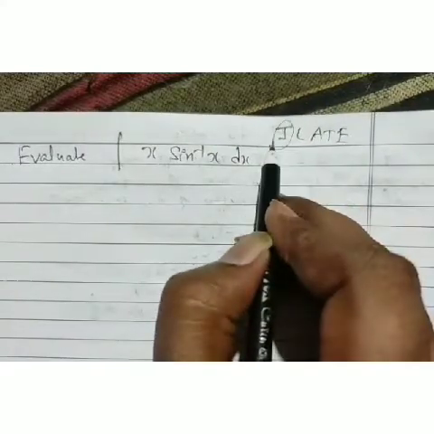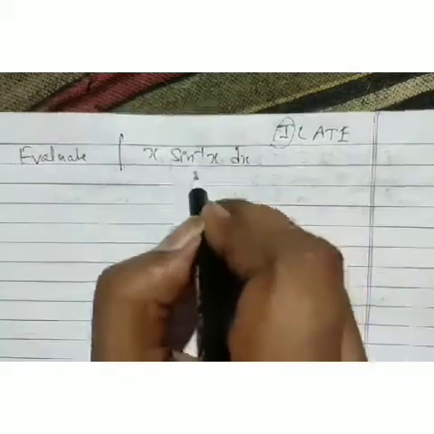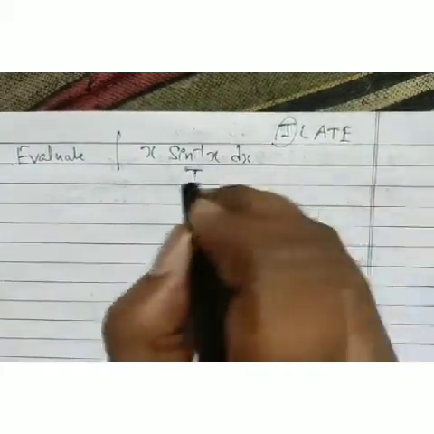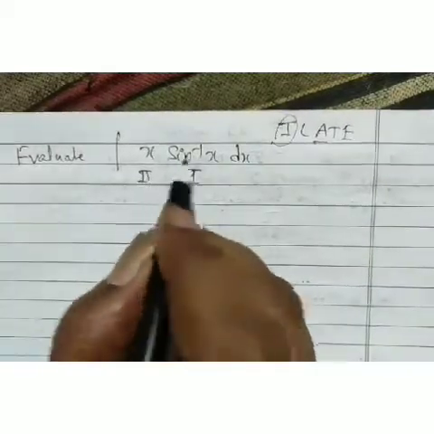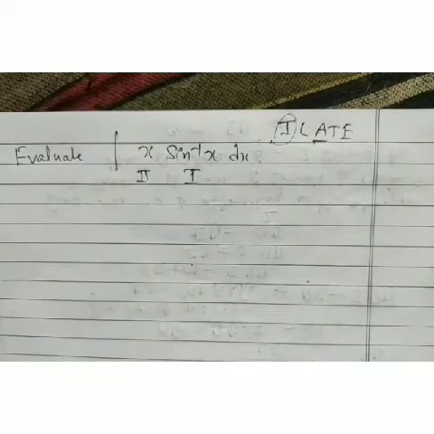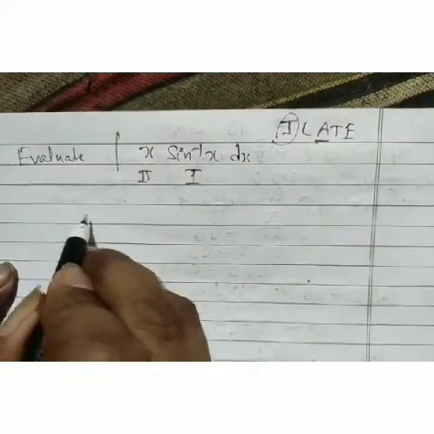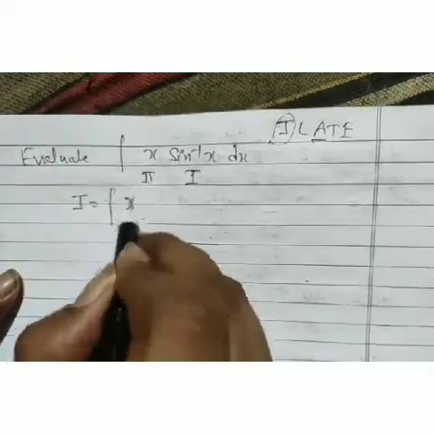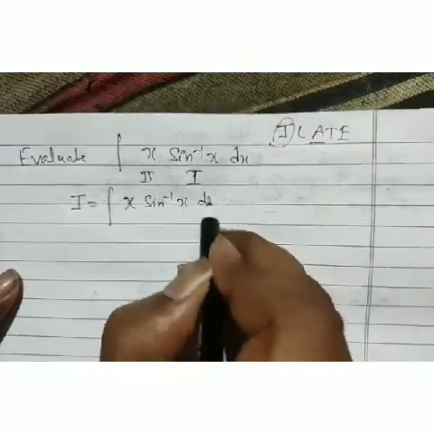Inverse first, then it's an inverse circular function, so we take it as our first function, because I comes first in the word ILATE. Then x is algebraic, so we take x as our second function. Now we have found our first and second functions, and we are going to use integration by parts. First of all, take I is equal to the integral of x sine inverse x dx.